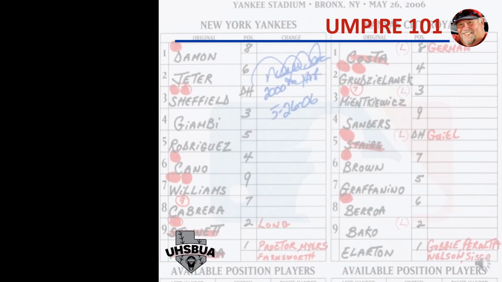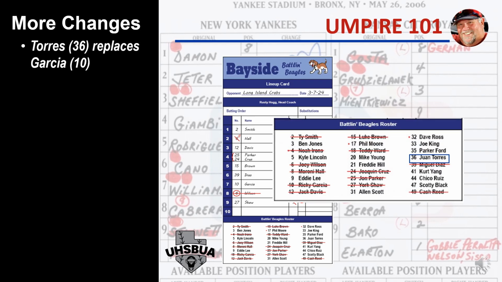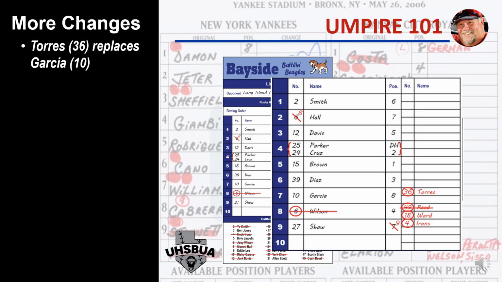Let's look at a lineup card with a traditional DH and make some changes. First, we're going to assume that number 36, Torres, has replaced number 10, Garcia. We confirmed Torres was listed as an available substitute and crossed out his name to show that he has entered the game. Since he entered for number 10, Garcia, we entered his name and uniform number as a substitute in the 7th spot in the order. We circled his number to show that he is no longer eligible to re-enter if he leaves the game.